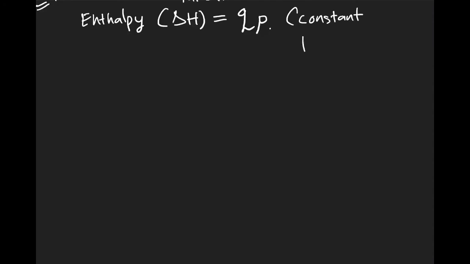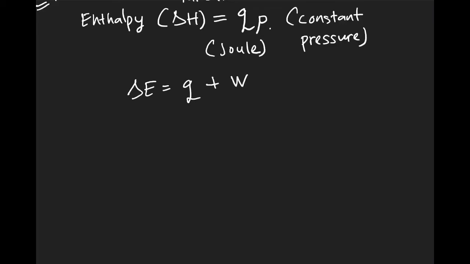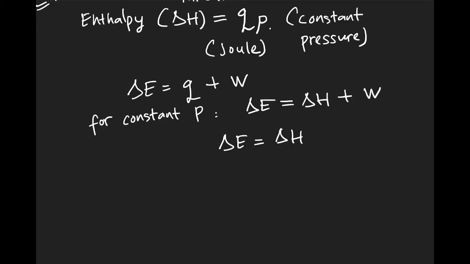So the key point here is the constant pressure. And of course, it's also a form of energy, and you use joule as the unit. Now, before we have established that delta E is equal to Q plus W, and in this case, for a process that occurs at a constant pressure, we can also write down delta E equal to delta H plus W, so delta E is equal to delta H minus P delta V, because that is what W is.